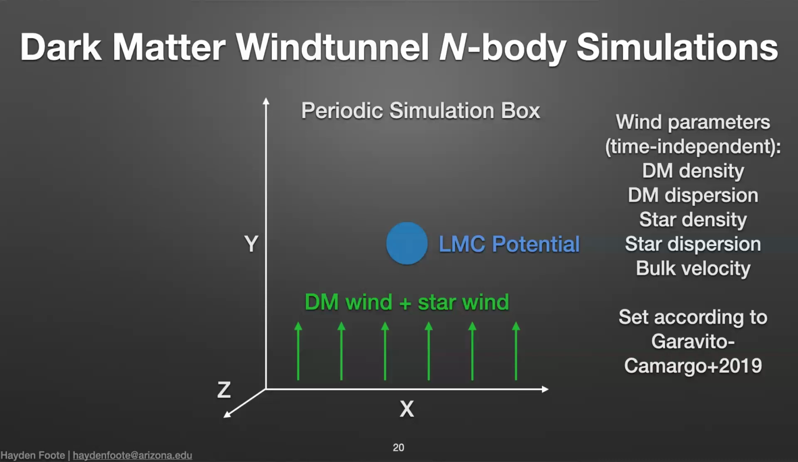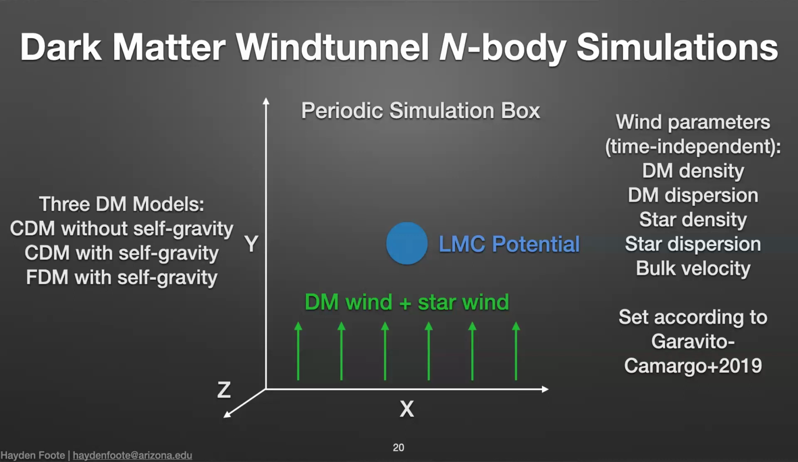And then we're going to run this back, sorry about the blinking, with 3 different assumptions for the dark matter physics. So we have cold dark matter, both with and without gravity from the dark matter particles. That gives us a sense of whether the self-gravity of the dark matter matters for the formation of the wake, and it also gives us a sense of whether the dark matter wake's gravity matters for the stars. And then we use fuzzy dark matter, again with self-gravity, to compare against cold dark matter.